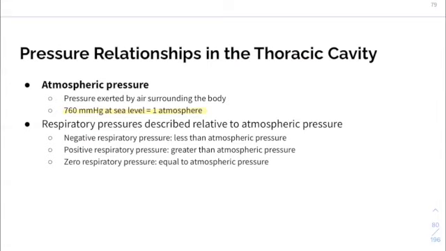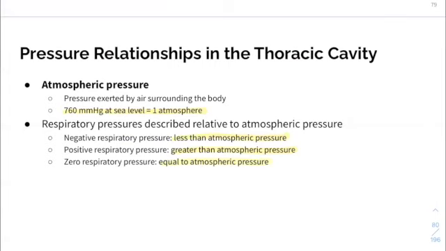When we see the term negative respiratory pressure, that just means that it's less than atmospheric pressure. When we see the term positive respiratory pressure, that means that it is greater than atmospheric pressure. And when we see the term zero respiratory pressure, that means it is equal to atmospheric pressure.